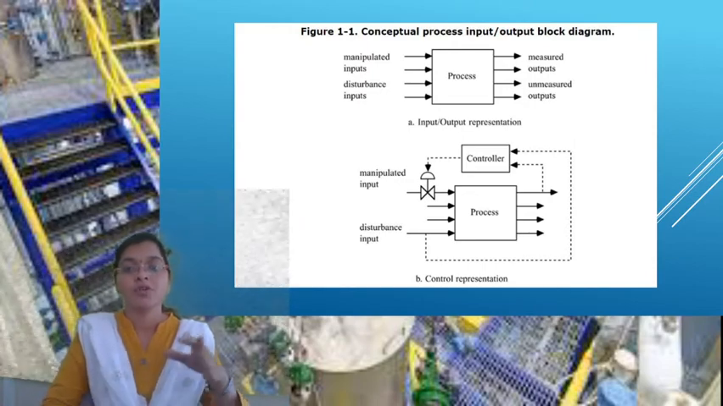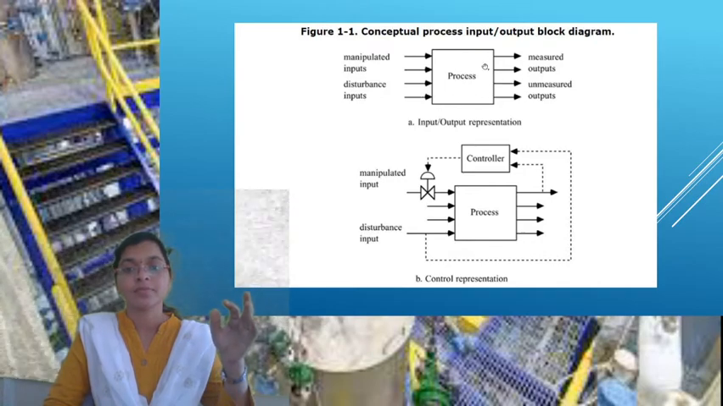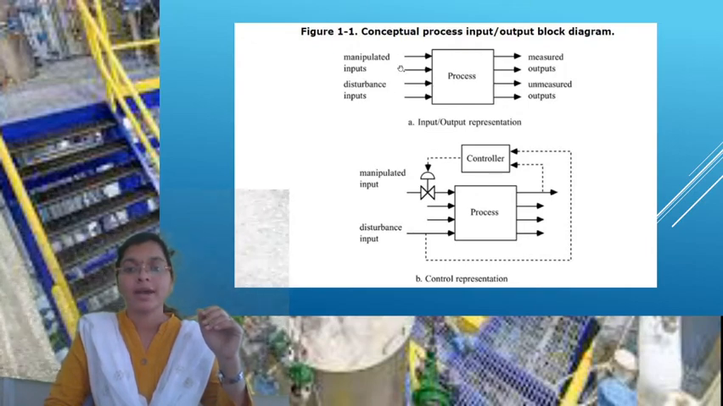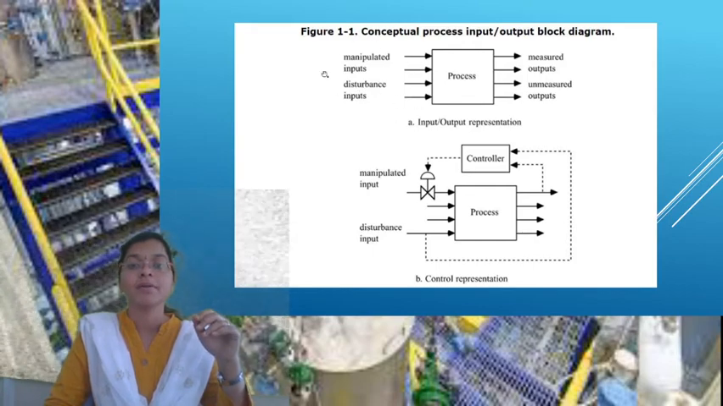Here I am showing a process. In this process I give the input values, and from here I get the output. It is like a block which has inputs and outputs. Here the manipulated input variables and disturbances are all at the input side. So all of these are called input variables.